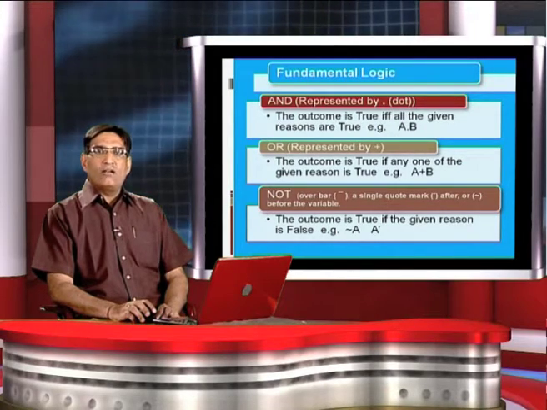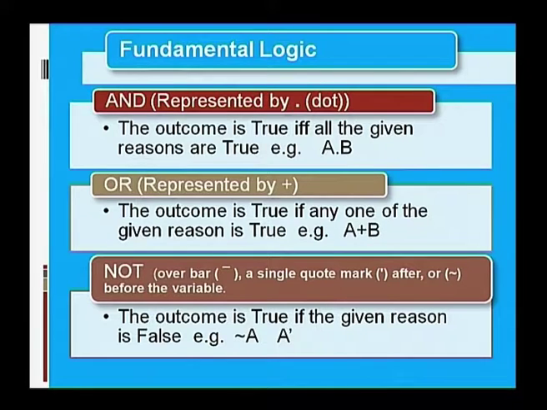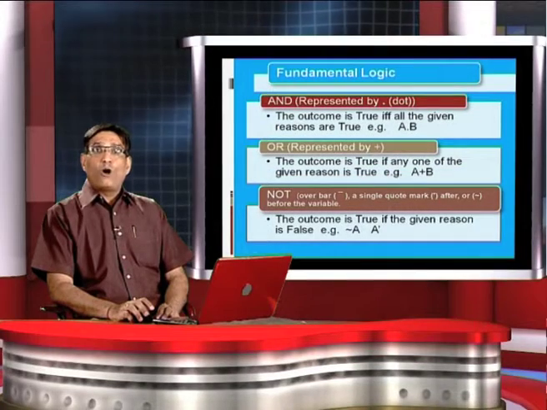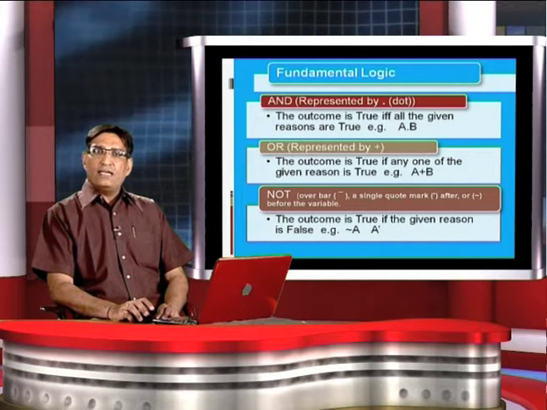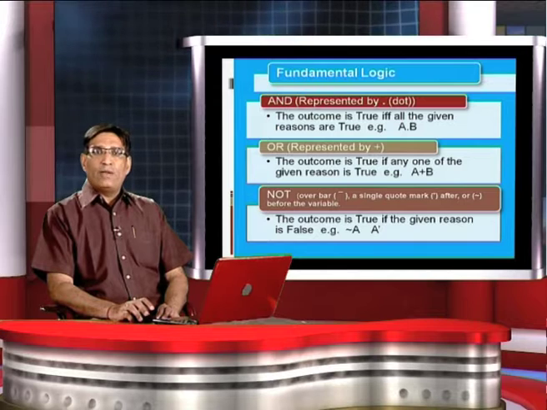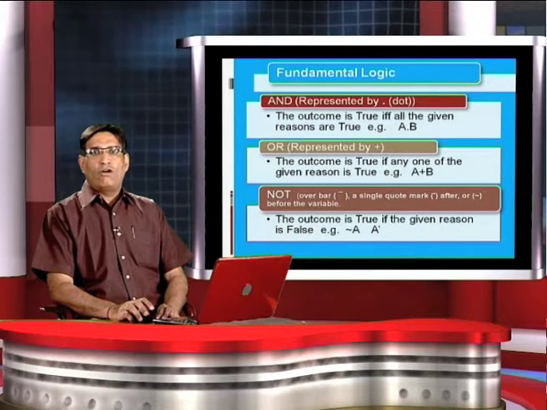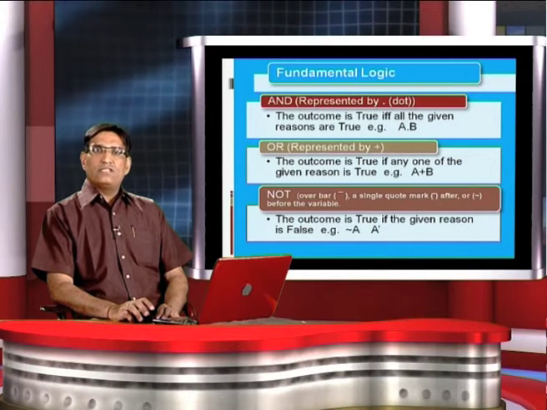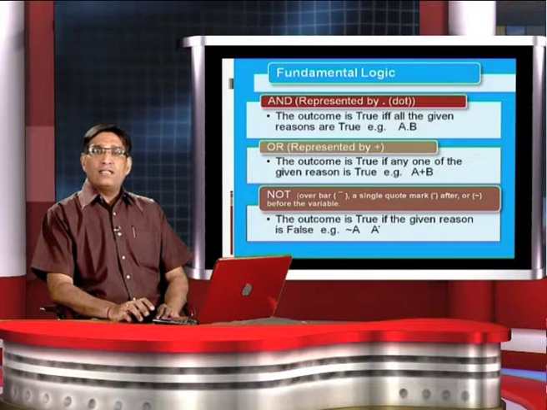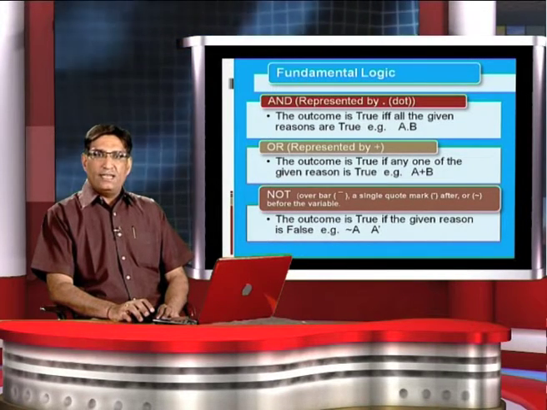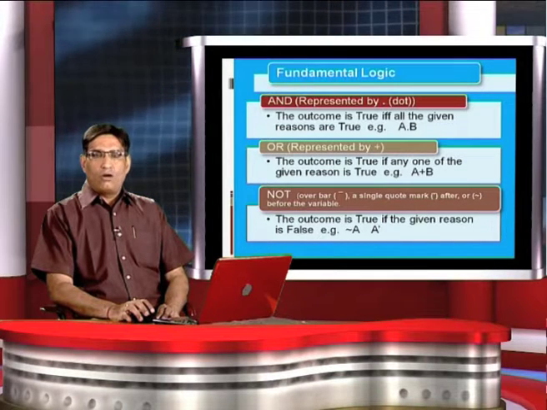But let us talk of the second logic, that is the OR logic, which is represented by a plus sign in computers, and we say the outcome is true if any one of the given reasons is true. That means if I say if it rains or I have an umbrella, then I will go for a walk. That means if it is raining, I will go for a walk. If I have an umbrella but it is not raining, then still I will go for a walk. If either of them is true, I will go for a walk. That means I will not go for a walk if neither am I having an umbrella nor is it raining. So we say it is termed as OR logic.